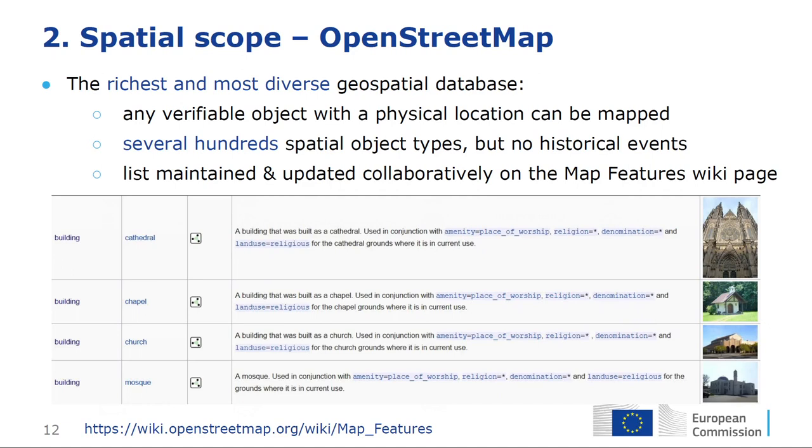There is actually a list of all the spatial object types available in OSM. This is maintained by the community and available on a wiki page called the Map Features. This is just the link, and this is just one small screenshot of the page.